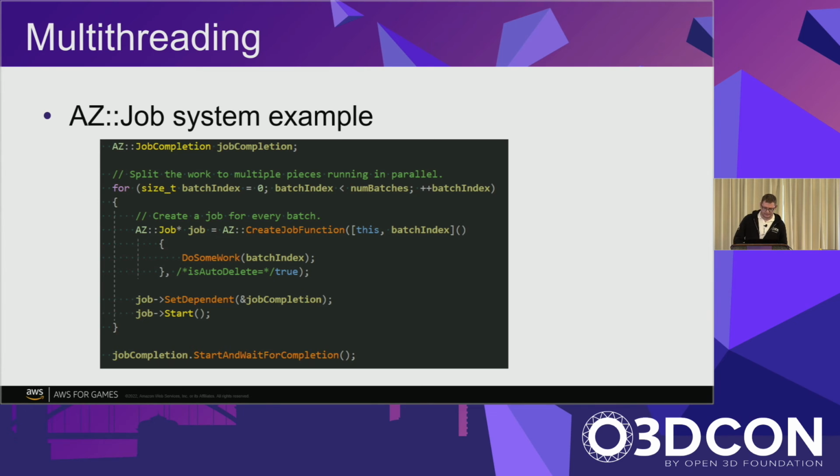So here's, again, a similar example to the task graph, showing how to use the job system. You create a job completion object, which is basically the same as a job, but doing nothing, just waiting for all the jobs it depends on to finish. Then you create the jobs to do your actual processing. You set the dependency to the job completion and call start. That's it. After that, all those jobs start running. And when you need to sync, your sync point, when you need to make sure that everything's completed, you call start and wait for completion on the job completion.